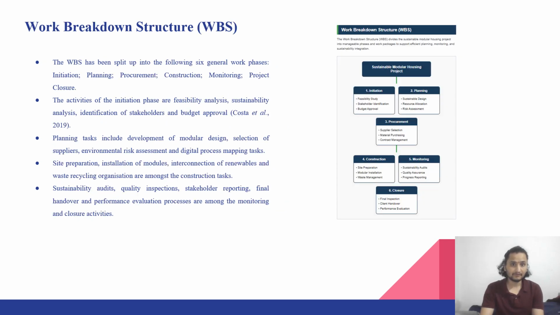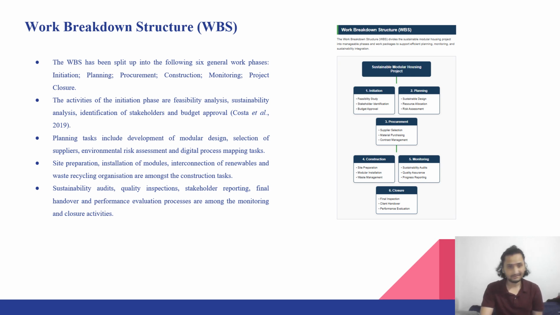The third slide is about the work breakdown structure. It has been spread into the following six general work phases: initiation, planning, procurement, construction, monitoring, and project closure. The activities of the initiation phase are the feasibility analysis, sustainability analysis, the identification of the sector, and the budget approval, like a cost.